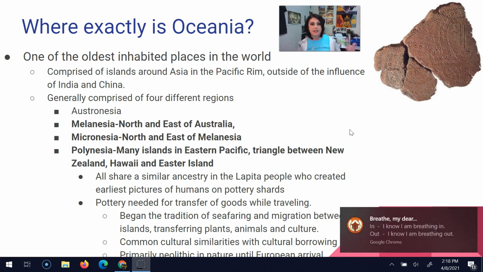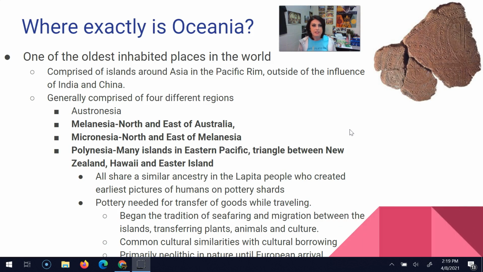Melanesia is going to be north and east of Australia, which I'll show you on a map in just a second. Micronesia, so small, is going to be north and east of Melanesia, so it's even smaller areas. And then you have Polynesia, which is many, right? And that's going to be the areas that you probably recognize when you hear about Hawaii and Easter Island and areas like that.